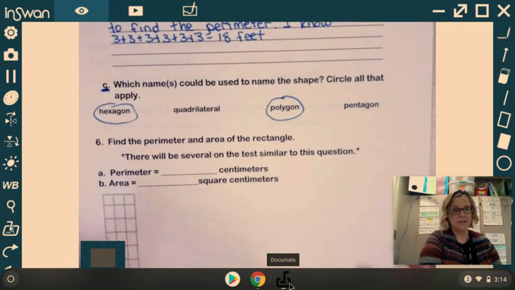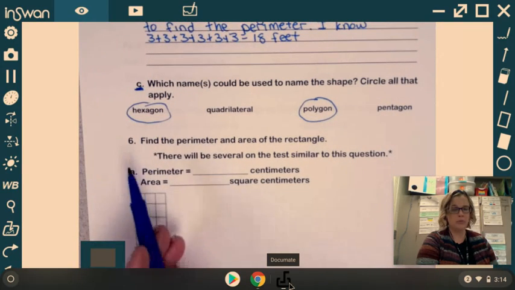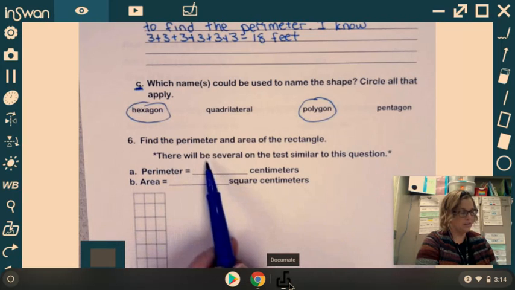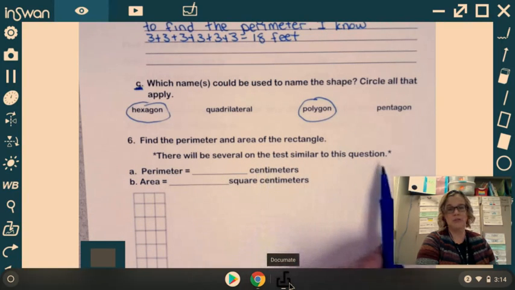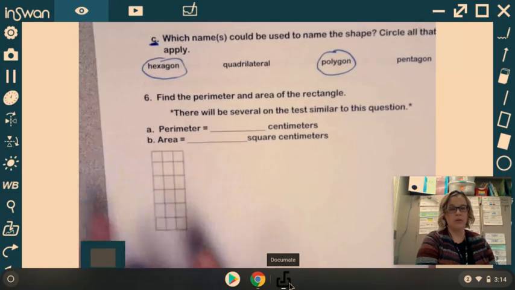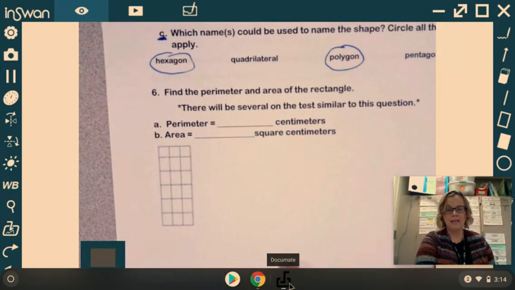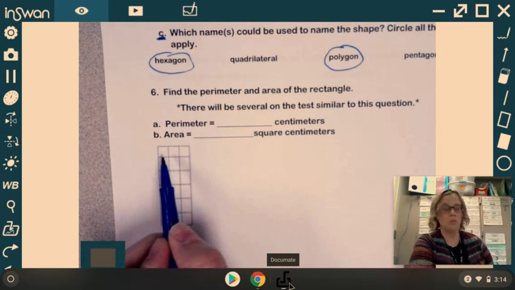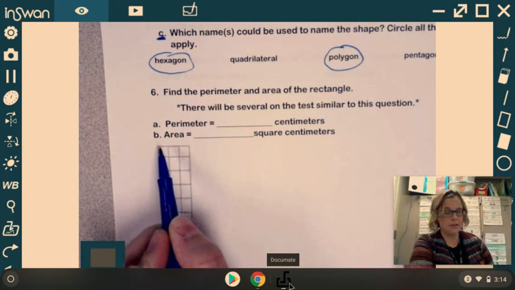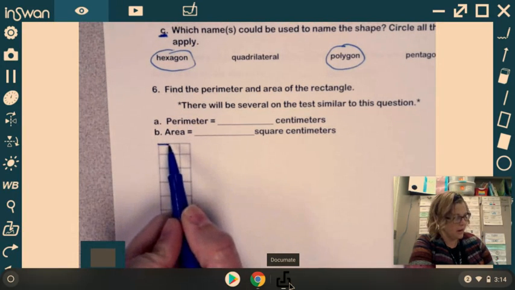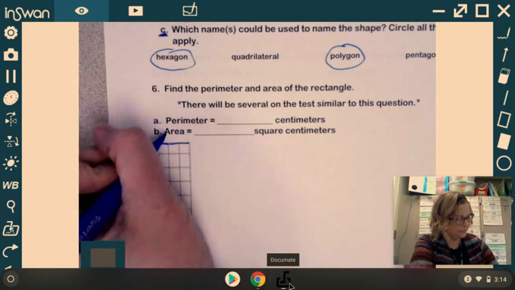All right, number 6 says, find the perimeter and area of the rectangle. There will be several on the test similar to this question. So you will see quite a few of these where you're finding the perimeter and the area. So they're saying that this is 1 centimeter from here to here. So this top side is 3.